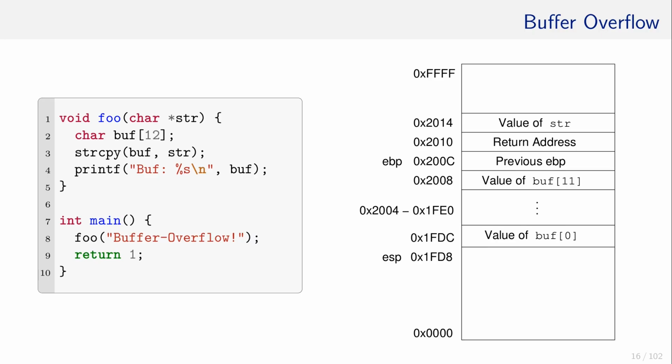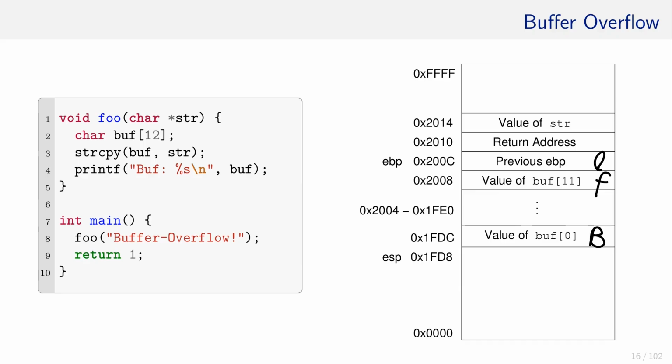So what is going to happen? Well, first the b is stored at buff0, right here. The u will be stored in buff1, and so on. In buff11, the f is going to be stored. But string copy will not stop here, since the f is not null. Hence, the L is stored at 200C, containing the address of the previous EBP.